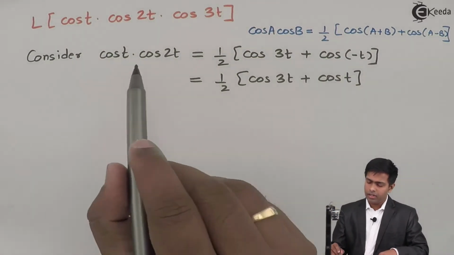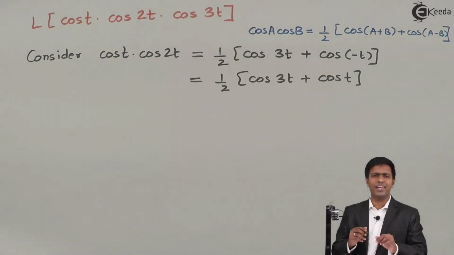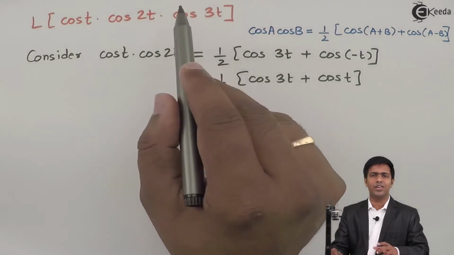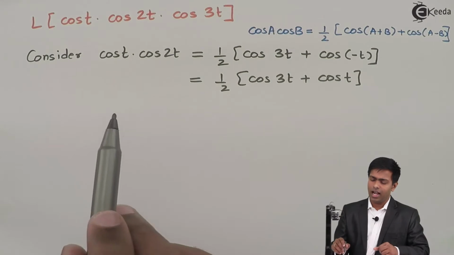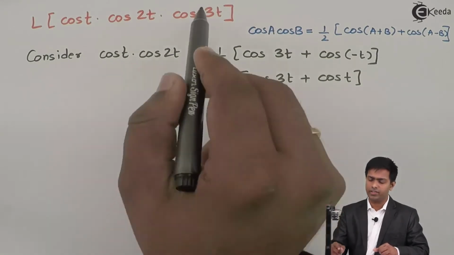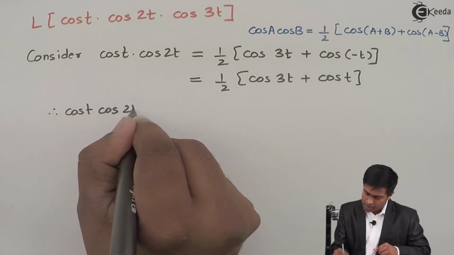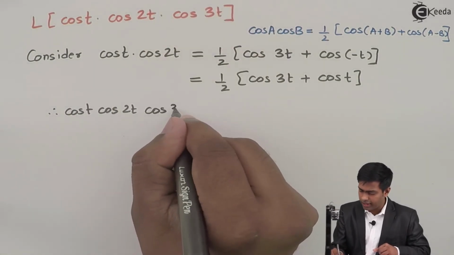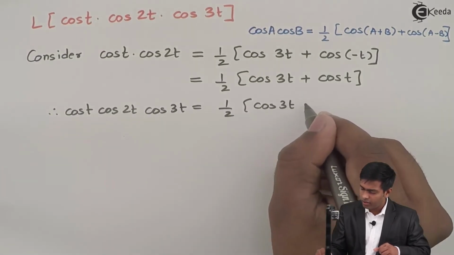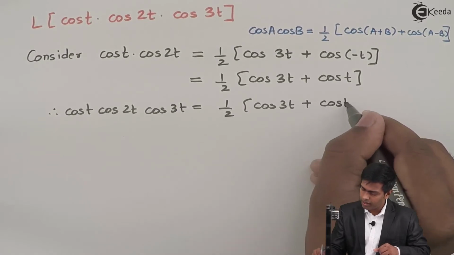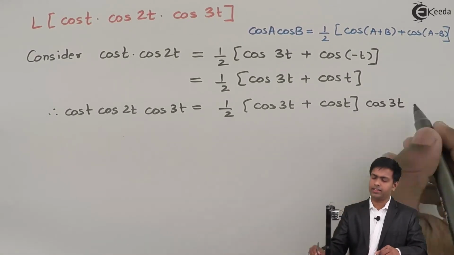Now we got the value of first two terms, but in the problem we have three terms. So now I'll consider the third term. The third term is cos of 3t, which is multiplying the first two terms. So what I'll do is, I'll multiply both sides with this third term. So therefore here we'll get cos t cos 2t and the third term as cos of 3t, and here we'll get 1 by 2 cos of 3t plus cos of t into cos of 3t. So that is the third term.